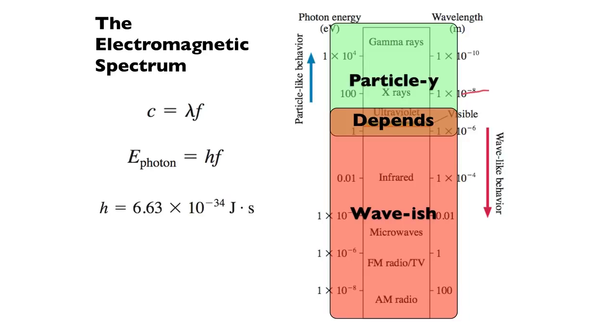The short wavelength end, things look like particles. We would say they're particle-y. For the long wavelength ends, it's more wave-ish. They act more like waves. For visible light in the middle of the spectrum, it kind of depends.